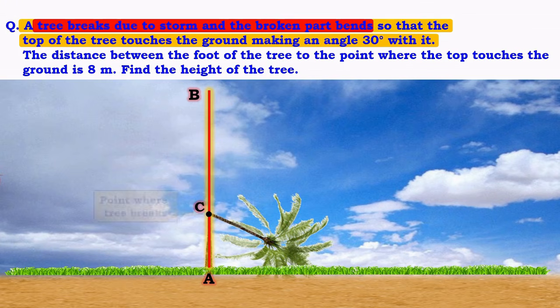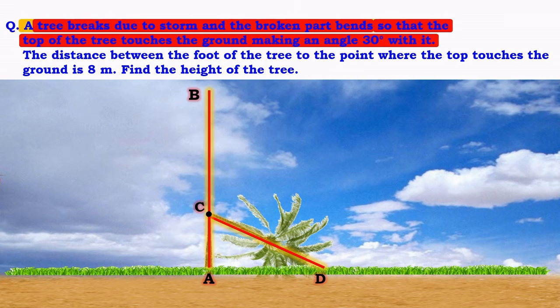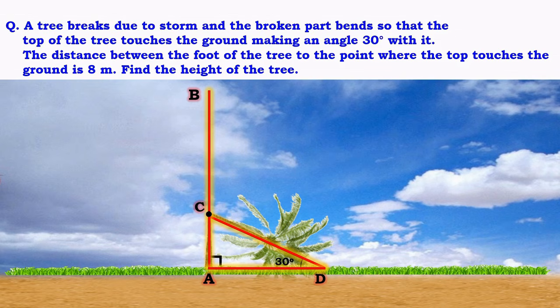The broken part of the tree bends from point C and touches the ground at point D. The distance from the foot of the tree to the point where the top touches the ground is 8 meters, so AD is 8 meters. The broken part makes an angle of 30 degrees with the ground.